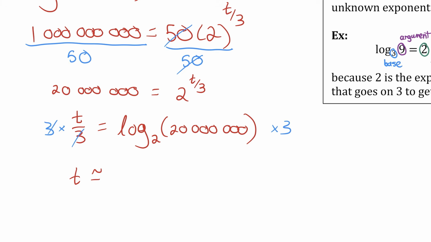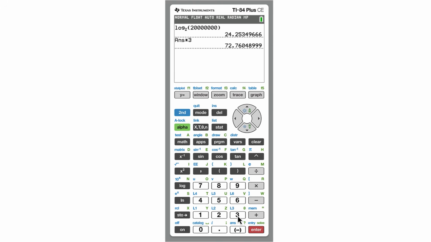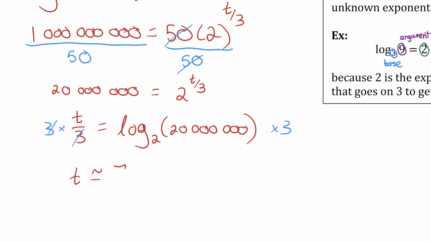So I'll go back to my calculator, and I'll multiply that value by 3. And I got about 72.76. And the unit we're in is days. In 72.76 days, it'll double a little bit more than 24 times, which is going to get the population all the way to 1 billion.